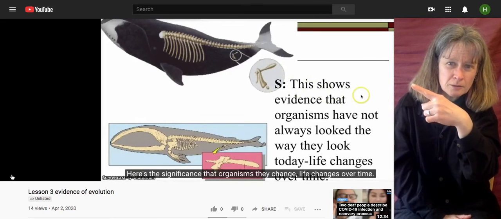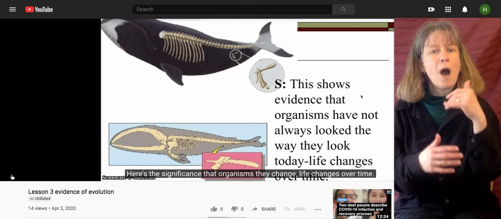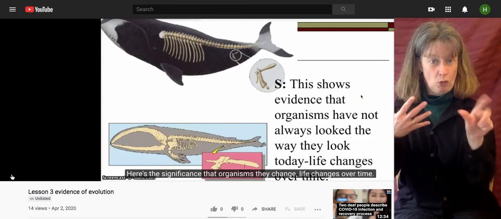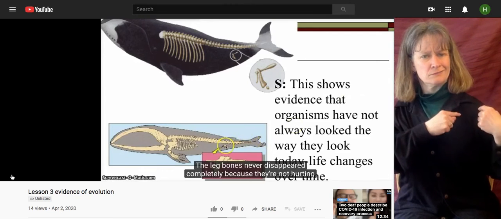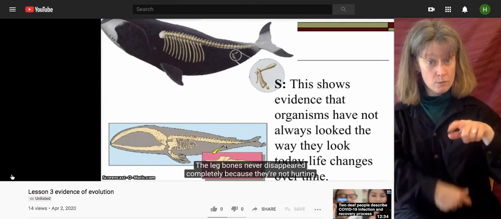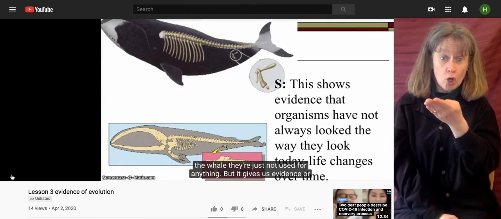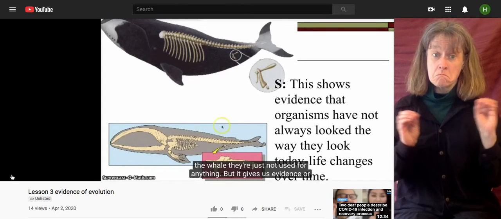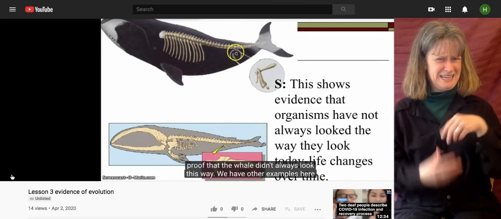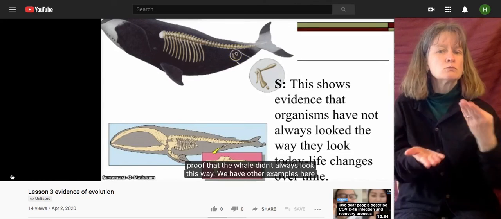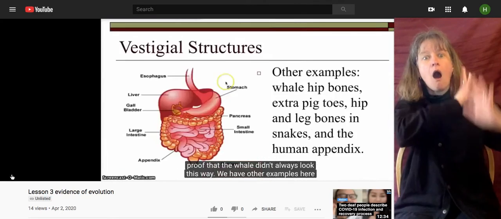Here's the significance: organisms, they change. Life changes over time. The leg bones never disappeared completely because they're not hurting the whale. They're just not used for anything. But it gives us evidence or proof that the whale didn't always look this way.